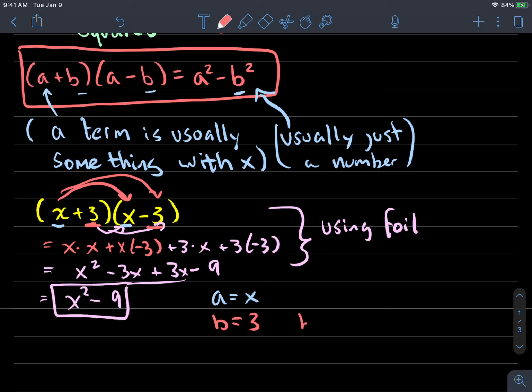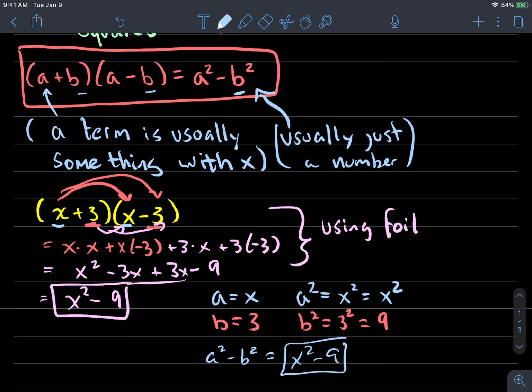What is B squared? Three squared, which is 3 times 3, which we know is 9. And for A squared, that's going to be X squared, which is just X times X, which is just X squared. And then if we did A squared minus B squared, we would get X squared minus 9.